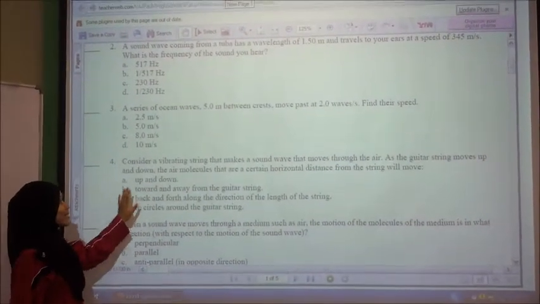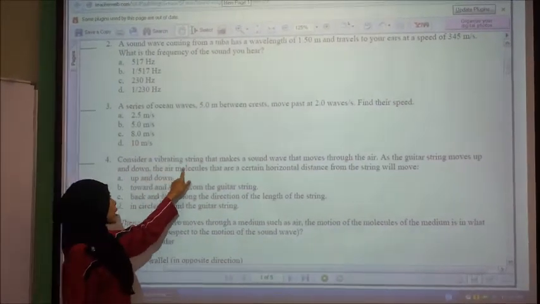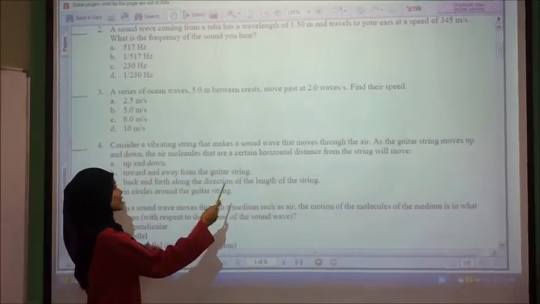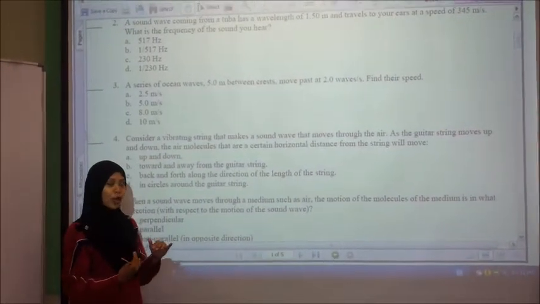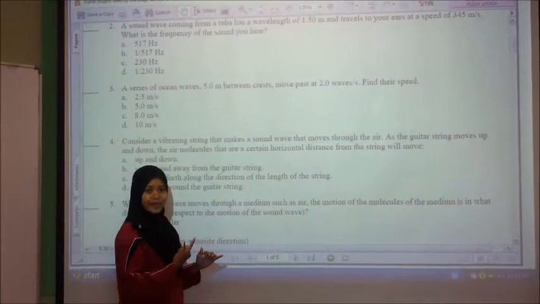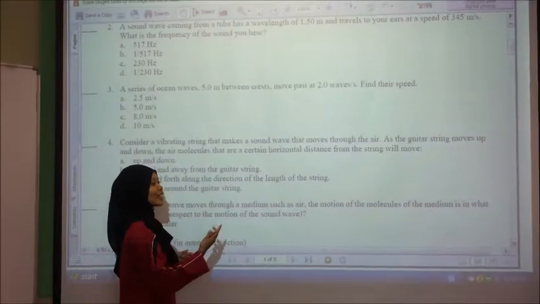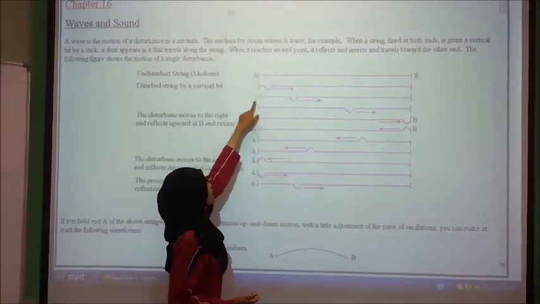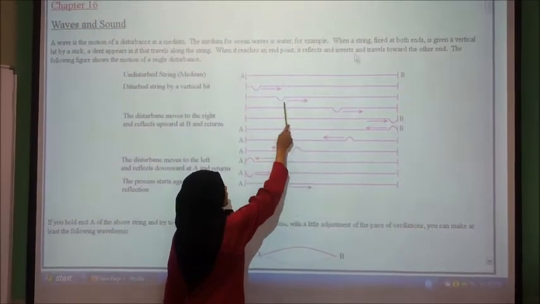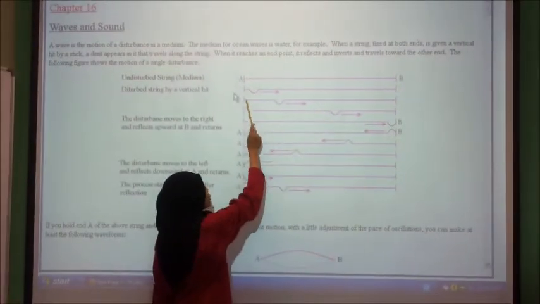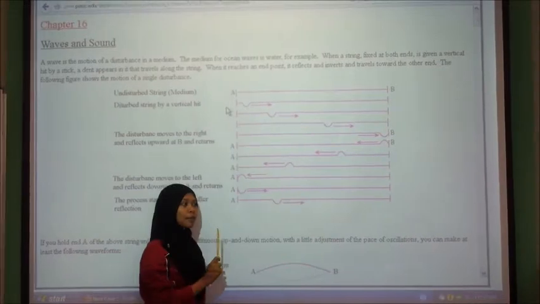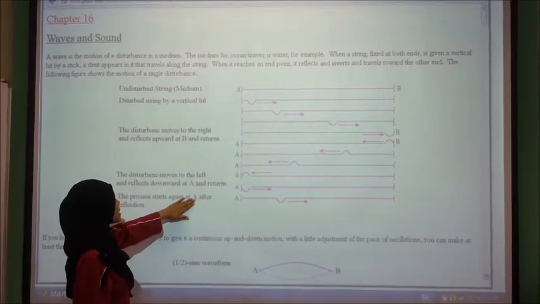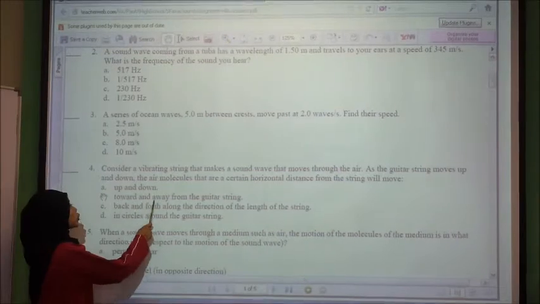Okay, we can see here the guitar moves up and down. So the air molecules will move as the guitar string moves up and down, because a sound wave is known as a longitudinal wave. We can see the guitar string moves up and down, so the molecules will move according to this movement. The answer is B, toward and away from the guitar string.